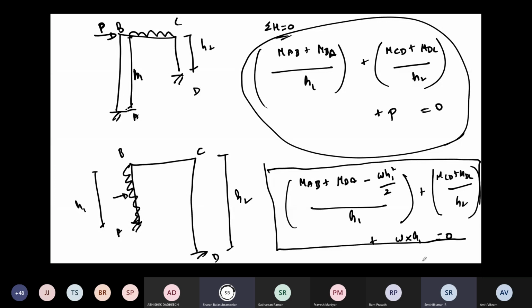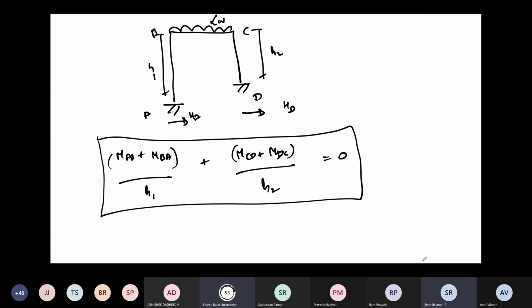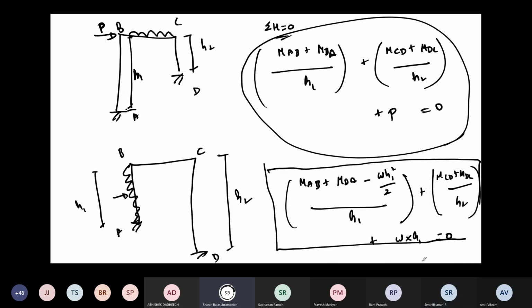Any questions here? We are getting an equation of delta gamma. Any questions? Yes, sir? No.